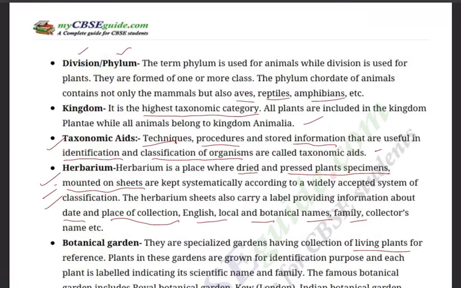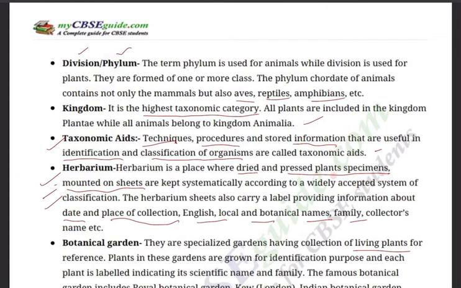And then finally, we come to, in case of animals, we call it phylum. In case of plants, I said it is called division. Like we have got phylum Chordata, phylum Echinodermata, like that. So the term phylum is used for animals, while division is used for plants. Next, all the phyla and the divisions come under kingdom. So there are two kingdoms, animal kingdom and plant kingdom.